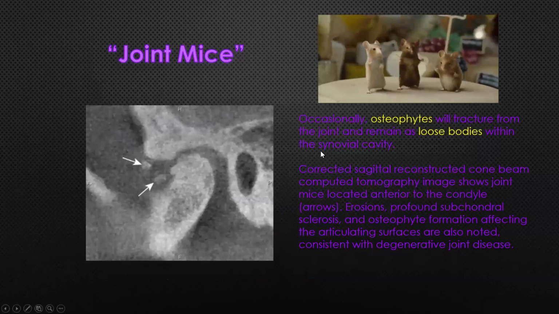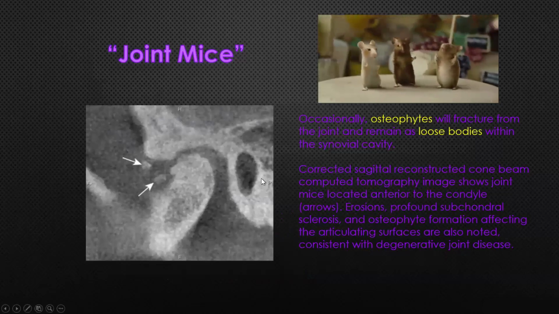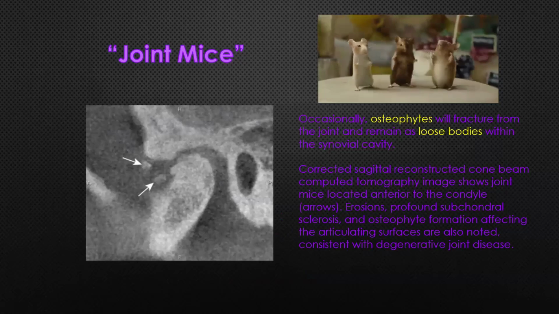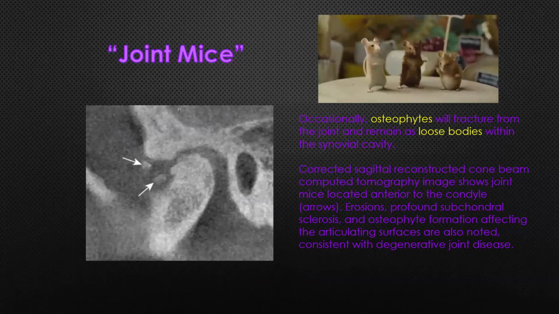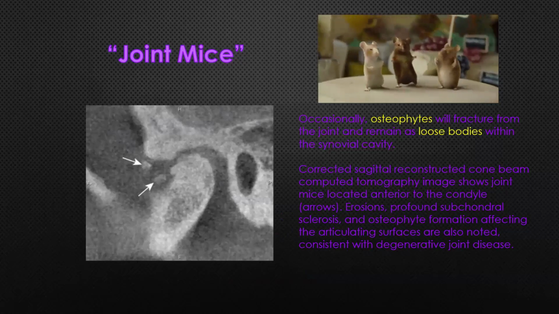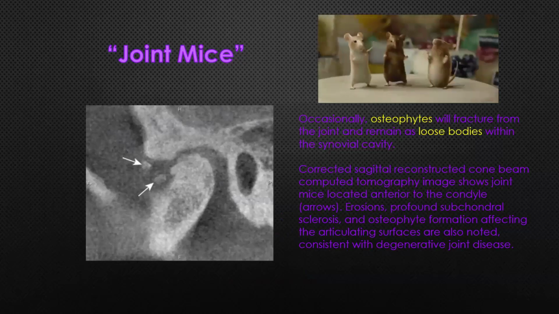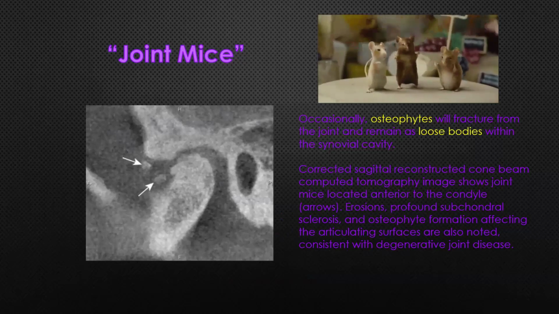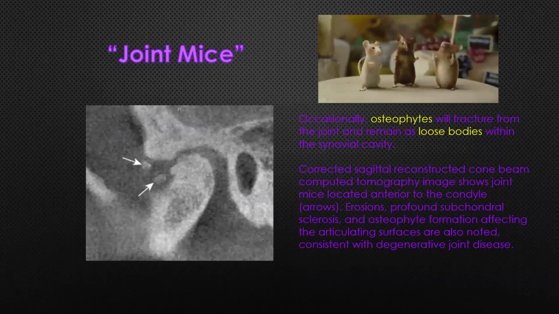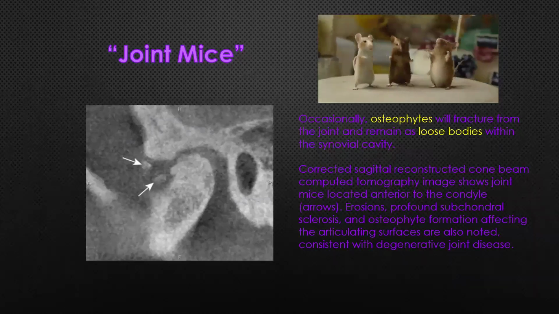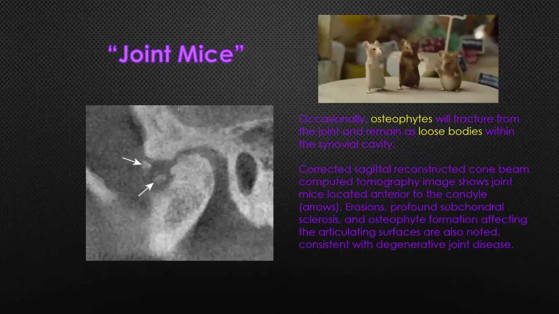All right. Remember joint mice? What's a joint mouse? You like my dancing mice? So what is a joint mouse? What causes it? Fractured osteophyte. So we'll talk about some other things that cause calcification within joint space. And how can you tell it's, or what would lead you to think it's more likely joint mouse rather than one of these other things we're going to talk about?